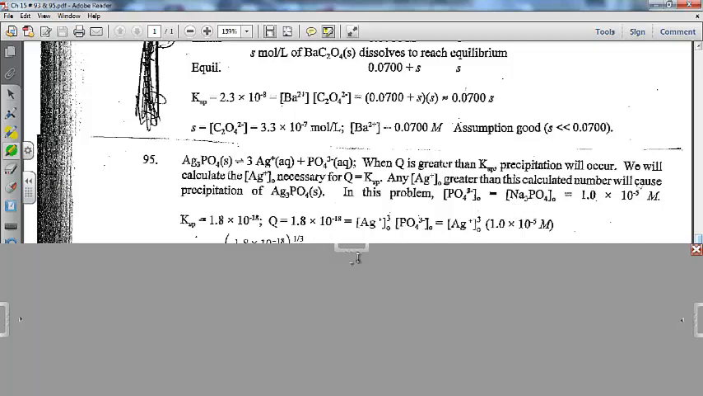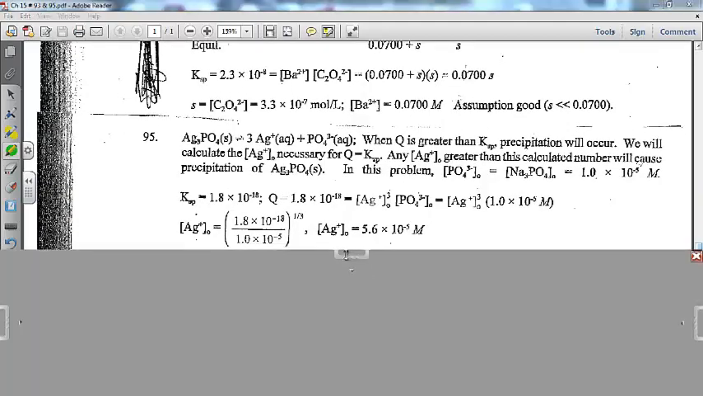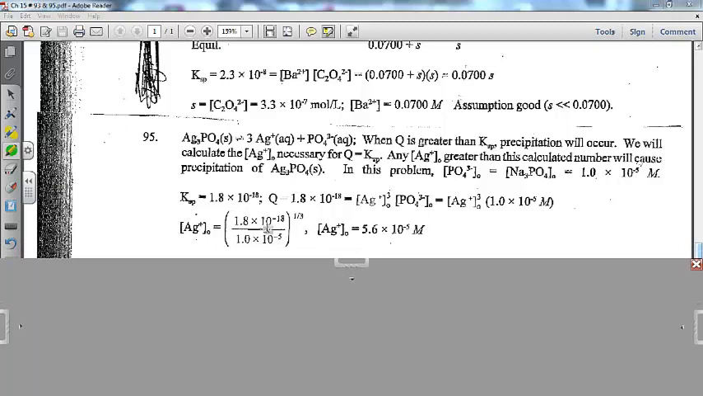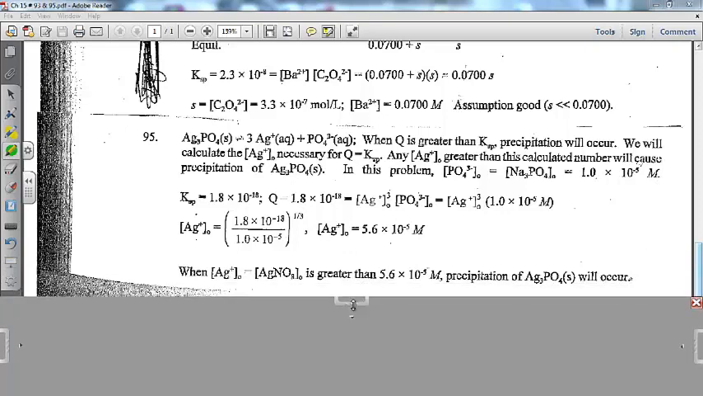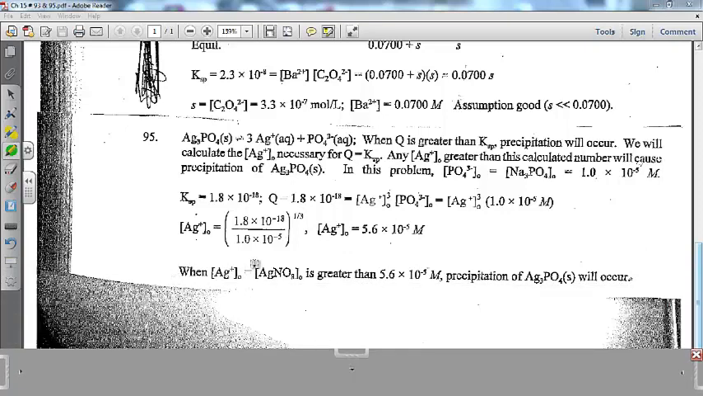We know the phosphate concentration. We've got K equal to 1.8 times 10 to the negative 18th. We want Q to be equal to 1.8 times 10 to the negative 18th. We've got our initial concentration of silver, our initial concentration of phosphate, which we're going to plug in as 1.0 times 10 to the negative fifth. So then we can solve for that, and this shows you a little bit of the algebra here. So for our silver ion concentration, we take this entire thing to the 1/3 power, or you take the cube root of it, which gets us a silver ion concentration of 5.6 times 10 to the negative fifth. And then all we have to do is make a blanket statement: when silver ion concentration is greater than 5.6 times 10 to the negative fifth, precipitation of silver phosphate will occur.